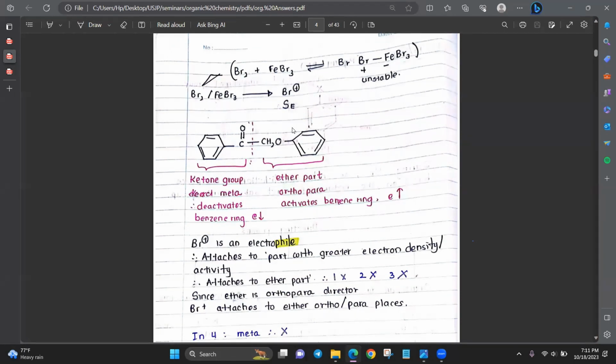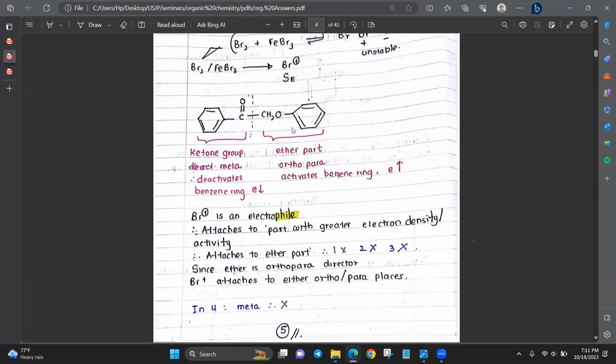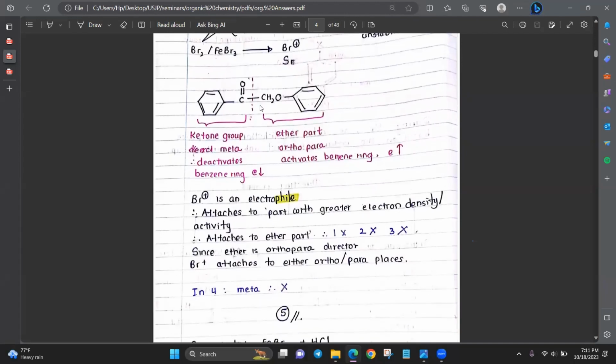Now it is going to get substituted, so it is called electrophilic substitution. When we consider this molecule, if we divide it from here, this is a ketone group. Ketone group means it is a meta-director. If it is a meta-director, it is deactivating the benzene ring. That means the electron density of the benzene ring will be reduced due to this ketone group. Keeping that in mind, we'll go to the next portion.